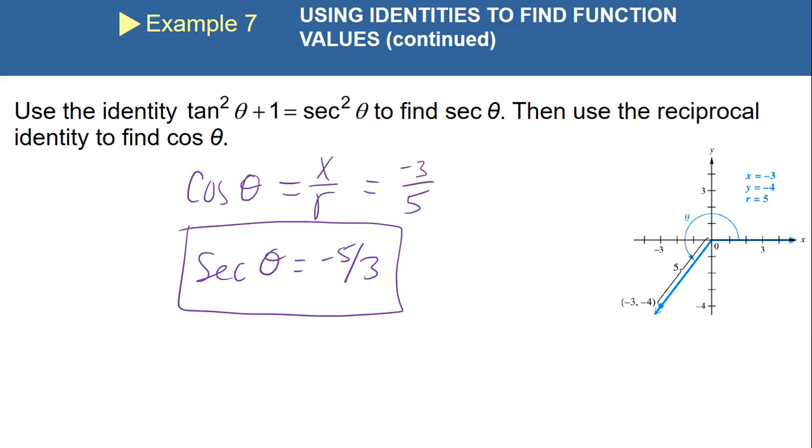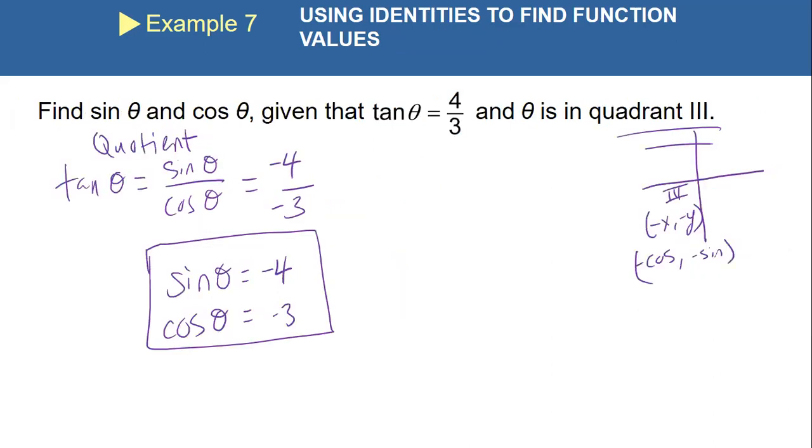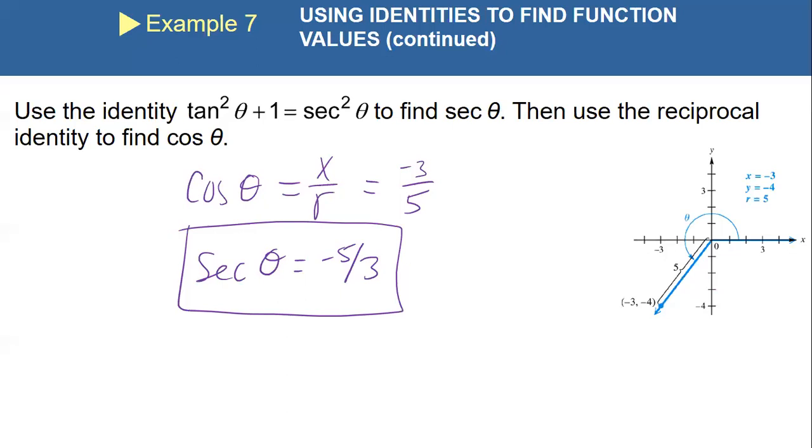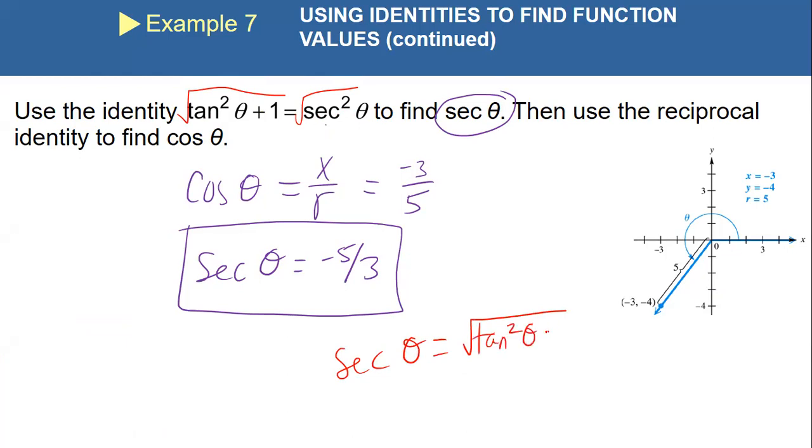I guess if it didn't have the picture, well, it has the picture, but if it didn't have the picture and it just wanted you to find secant theta, then you would just get secant by itself because you're just manipulating that. Just take the square root. So in this case, I would have to take the square root. When I do it to one side, I do it to the other. So we would know secant theta equals the square root of tan squared theta plus 1.